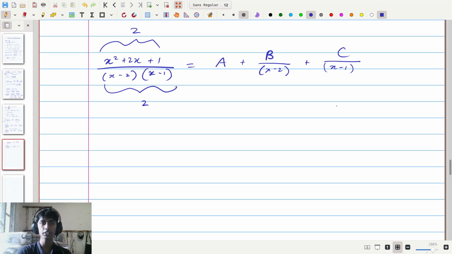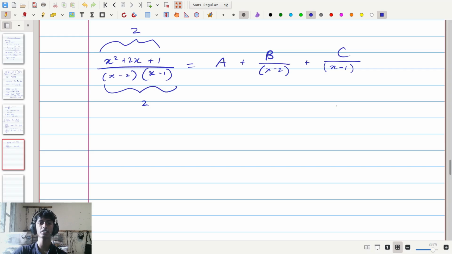So the partial fraction decomposition of the thing on the left hand side will look like a plus b divided by x minus 2 plus c divided by x minus 1. So now, to find a, b and c, what we are going to do is multiply both sides by x minus 2 and x minus 1. This is alright because x minus 2 times x minus 1 is not equal to 0, because recall, for the rational function, the values for which the denominator is equal to 0 are not part of the domain. So we are totally alright in multiplying the whole thing by x minus 2 times x minus 1.